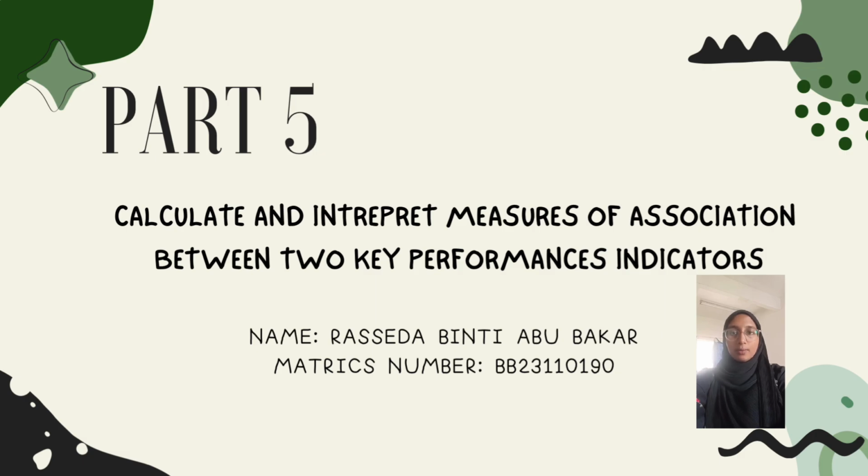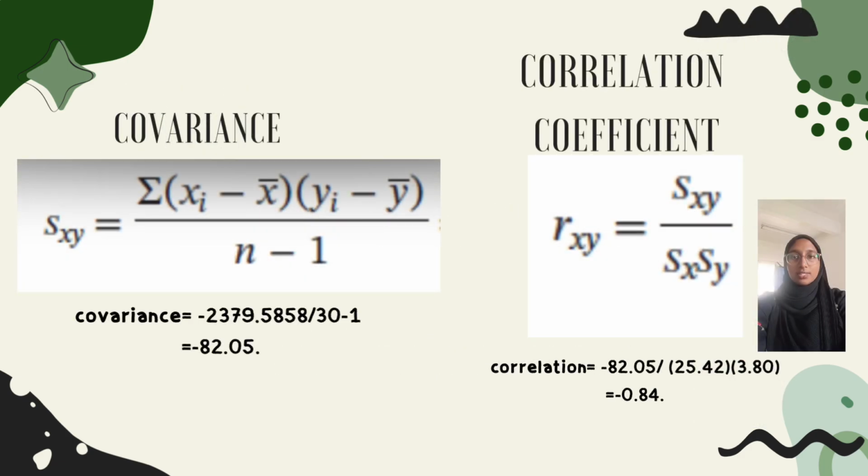I will be presenting part 5, which is to calculate and interpret measures of association between the two key performance indicators. In this part, I will be calculating the covariance and correlation. Firstly, we need to know the concept of covariance and correlation. Both are statistical measures that describe the relationship between two variables, which are production cost and profit margin.